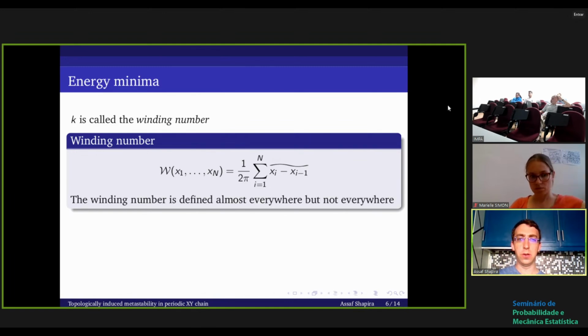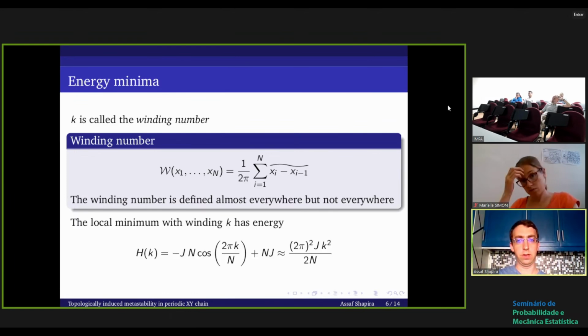One thing that we could note is that the winding number is not defined everywhere, because if the angle between two spins is exactly pi, so if I have two neighboring spins that point in exactly opposite directions, then I don't know whether I want to go clockwise or counterclockwise, right? Because the distance is the same. And in this case, the winding number will not be defined. But this is a set of measure 0, so the winding number is defined almost everywhere, even though it's not defined everywhere for all configurations.